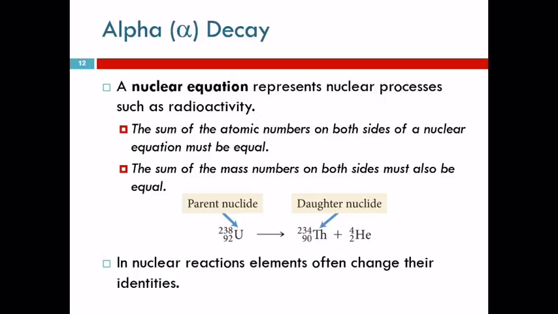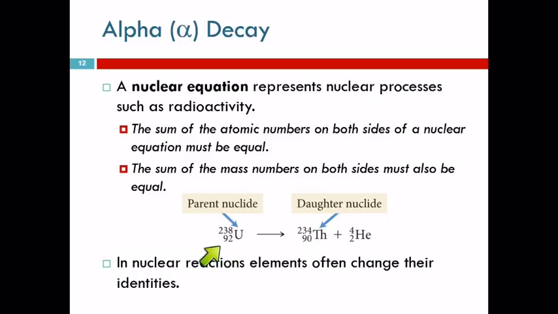We represent this happening with nuclear equations. In a nuclear equation, the sum of the atomic numbers on both sides of the equation has to be equal. The number of protons and neutrons on the reactant side and on the product side has to be equal. The sum of the mass numbers must also be equal.